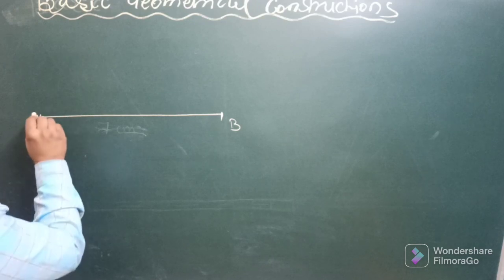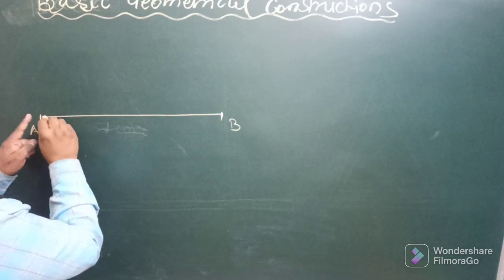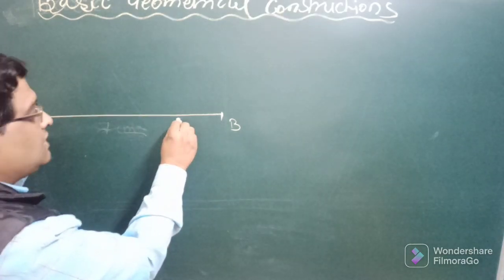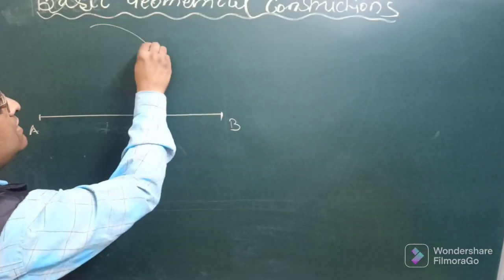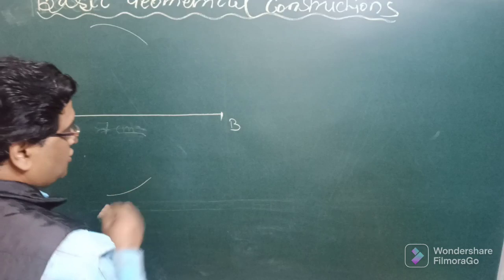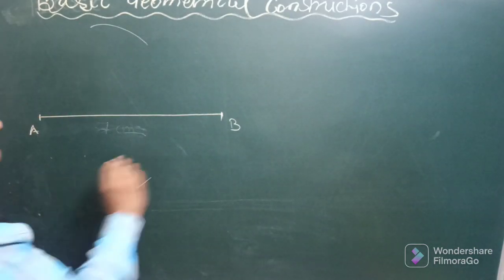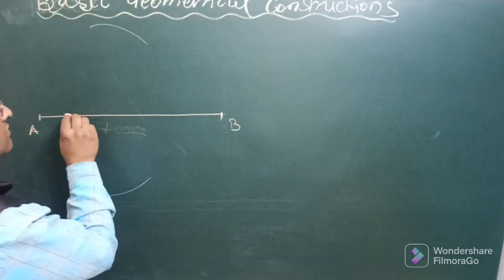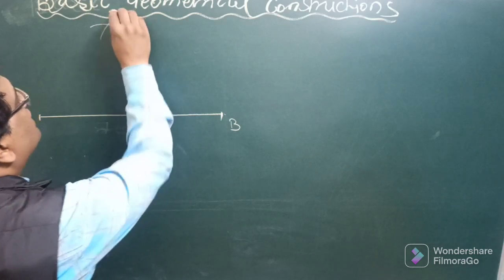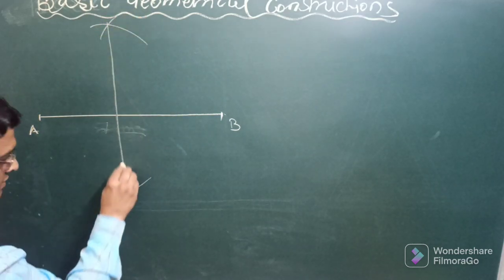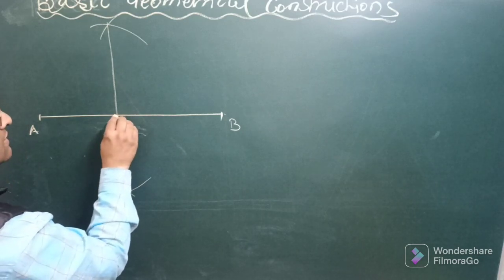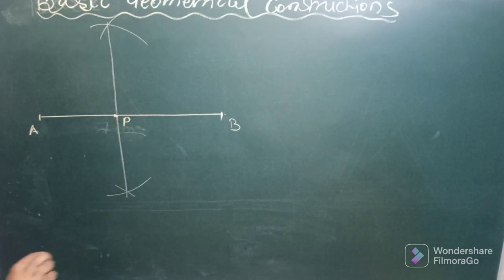So what you can do, take A as center and radius equal to more than half of the line, draw an arc this side, draw an arc this side, taking A as center. Take B as center now with the same radius, cut these two arcs, draw the perpendicular bisector of the line. So this P point is the midpoint of line AB.